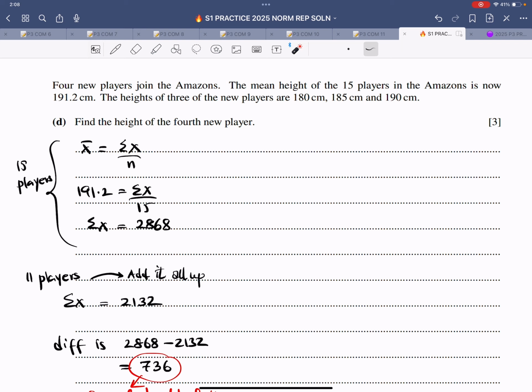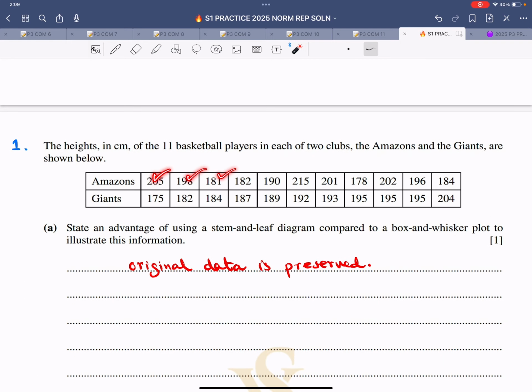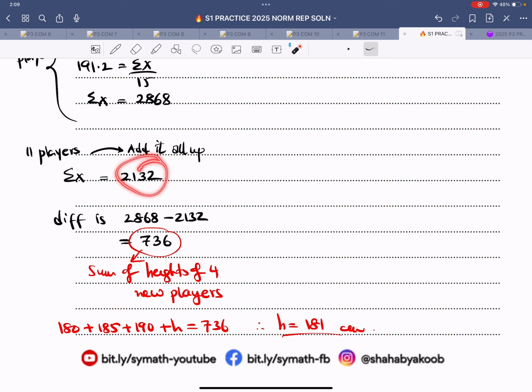Now the very first thing that I did is that I took this 15. I multiplied it with 191.2. I get sigma x for 15 players. And for the 11 players who were the original 11, I'll simply add all of these on a calculator definitely, and I get 2132. So the difference between these two is what? This is 736. This is the sum of the heights of 4 new players. We already have 180, 185, 190, and the unknown one is h. This adds up to 736. Therefore, the value of h is 181.